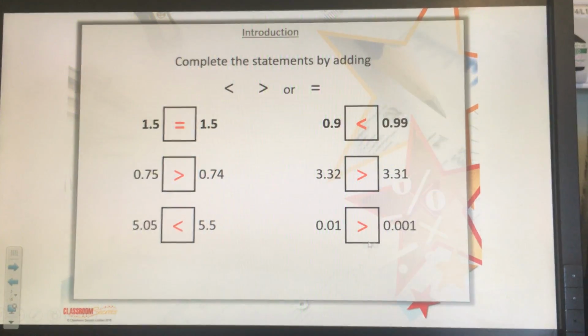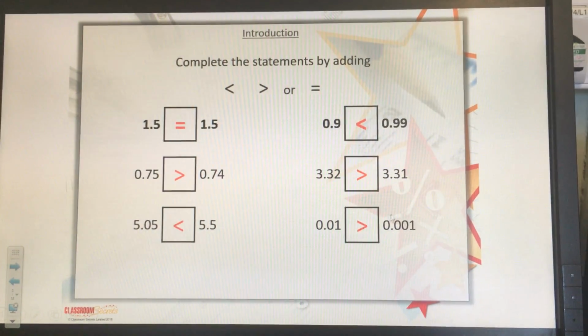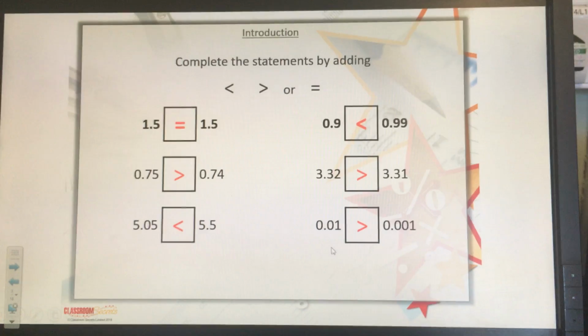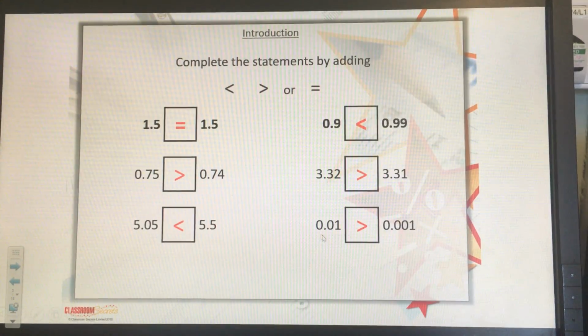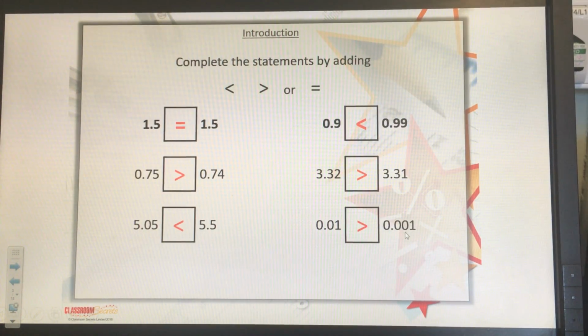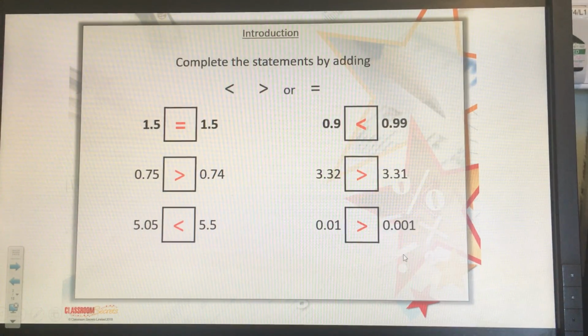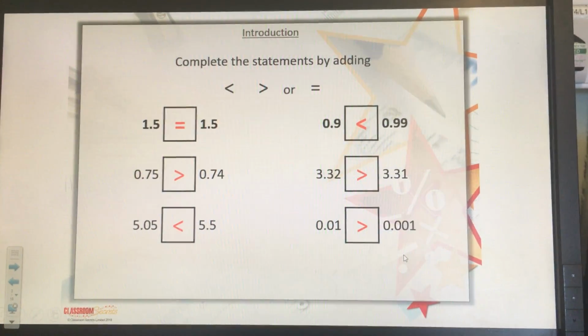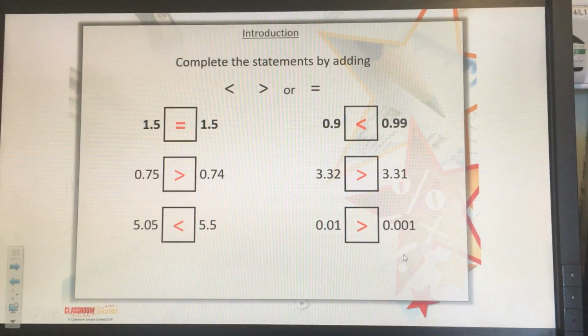0.01 is greater than 0.001. And this is tricky because we haven't looked at numbers with this many numbers after the decimal point. Okay, so they both don't have any ones or tenths, but this number has 1 hundredth and this number has no hundredths, but it does have 1 thousandth. So self-mark those before we move on to the next part.